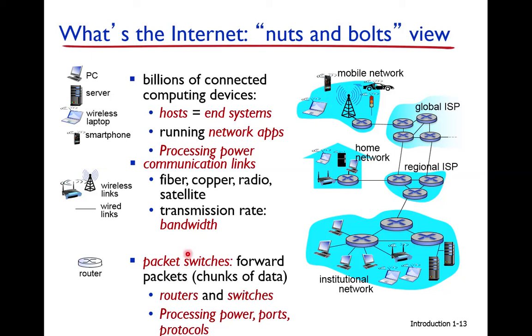Okay, so what is the internet? Physically, or from the nuts and bolts view, the internet is composed of end systems. End systems and routers are connected with each other through communication links. So this is physically what the internet is.